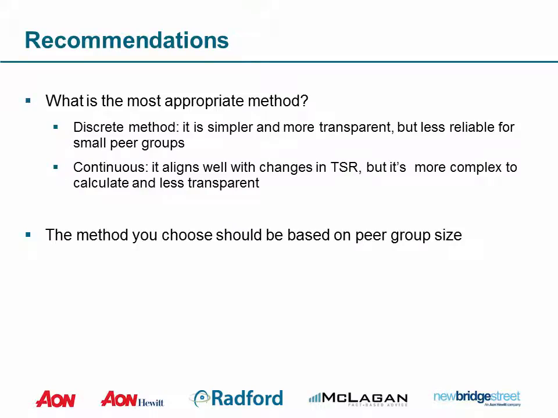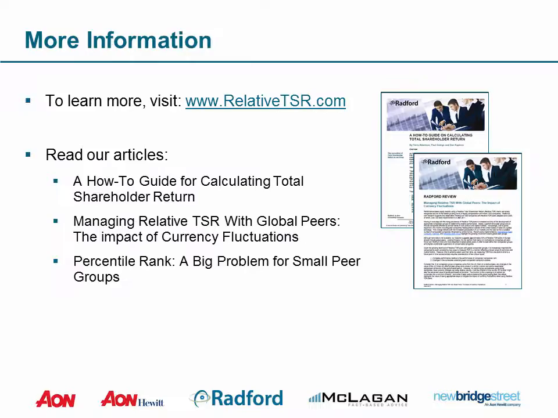So based on what we learned today about the two percentile rank calculation methods, what do we recommend? Each calculation method has its own pros and cons. The discrete method may be simpler, but less reliable for small peer groups. The continuous method, however, is more difficult to understand but produces more reliable results for small peer groups. Ultimately, we believe the method for calculating the percentile rank should be based upon the size of the peer group.